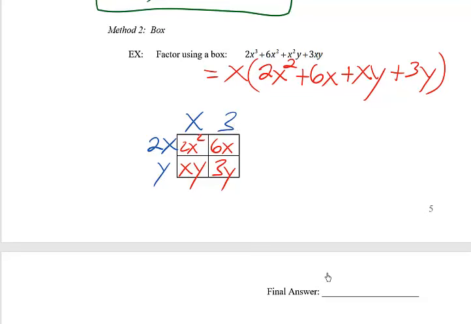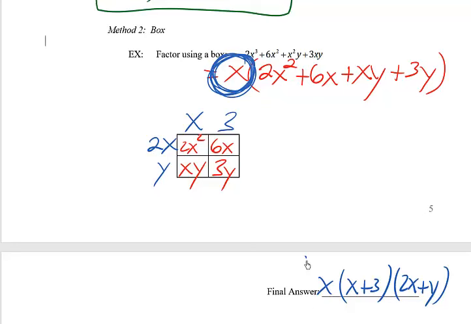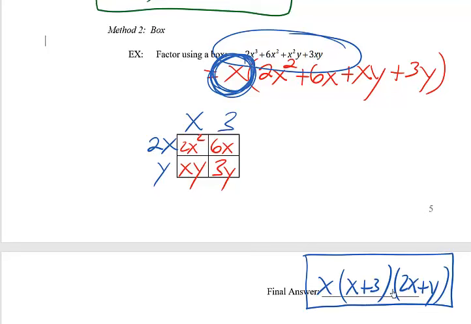When you go to write your final answer, don't forget, it's very easy in these problems because you did it so long ago, don't forget to start with your GCF that you pulled out. That is part of the answer. And then put your other factors. I had an x plus 3, and I had a 2x plus y. Whatever you're writing down as your final answer should be a giant multiplication problem. If you were to multiply this all out, you would get back to your original polynomial. And you can try that later if you like.